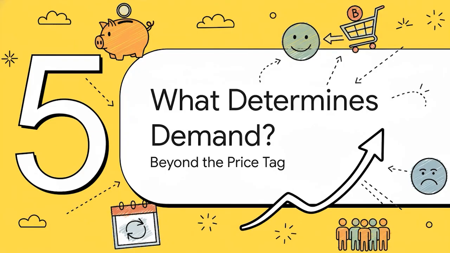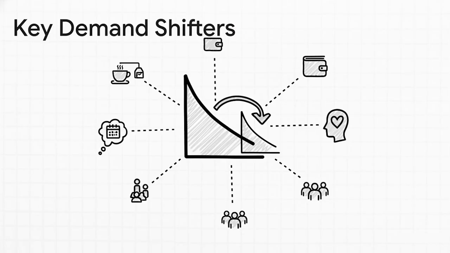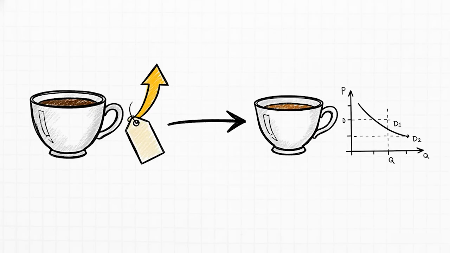Okay, so we've covered price and how stretchy demand can be. But what about those other factors, the ones that can shift the entire curve? Let's break those down. These are the big ones. Any one of these can totally change the game for a product, and it has nothing to do with the price tag itself.